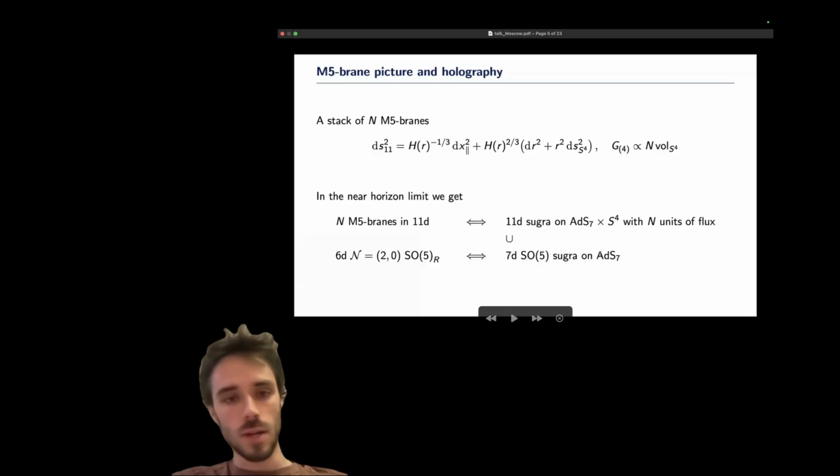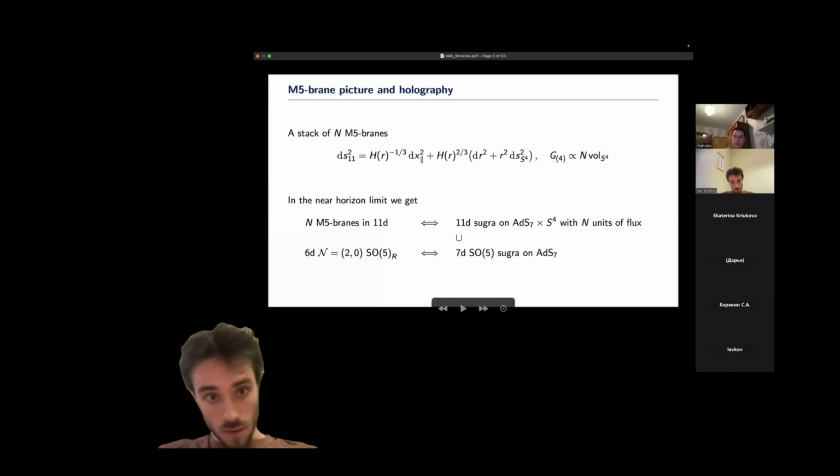You have your 7D supergravity, and that is dual to 6D (2,0) superconformal field theory on the world volume of the branes, which has SO5 R symmetry. SO5 is the symmetry group of S4, so this S4 shows up in gravity as the internal space and in field theory as the R symmetry. So far, everything is canonical stuff.